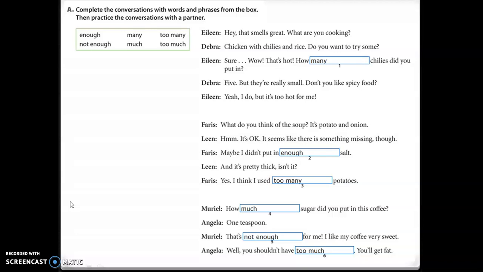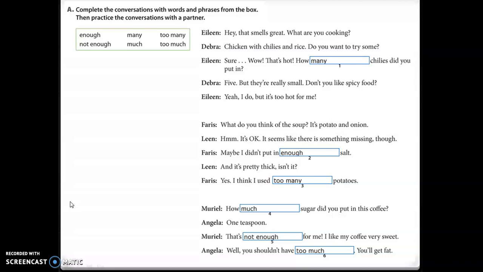Hey, that smells great. What are you cooking? Chicken with chilies and rice. Do you want to try some? Sure. Wow, that's hot. How many chilies did you put in? 5, but they're really small. Don't you like spicy food? Yeah, I do, but it's too hot for me.